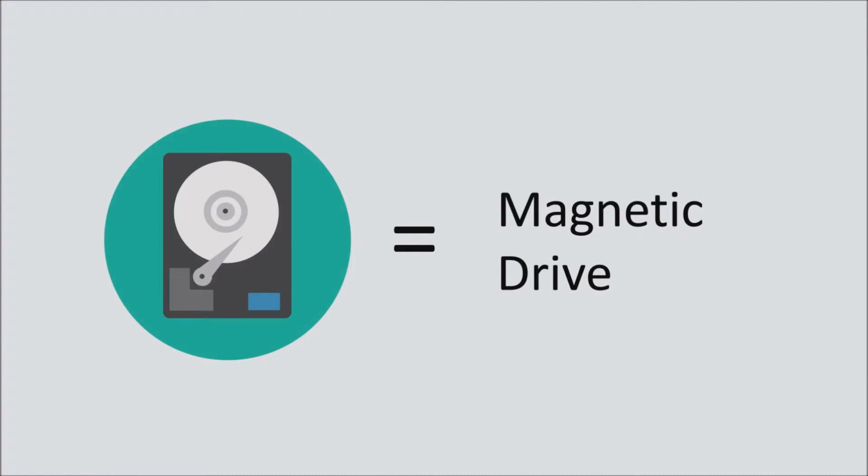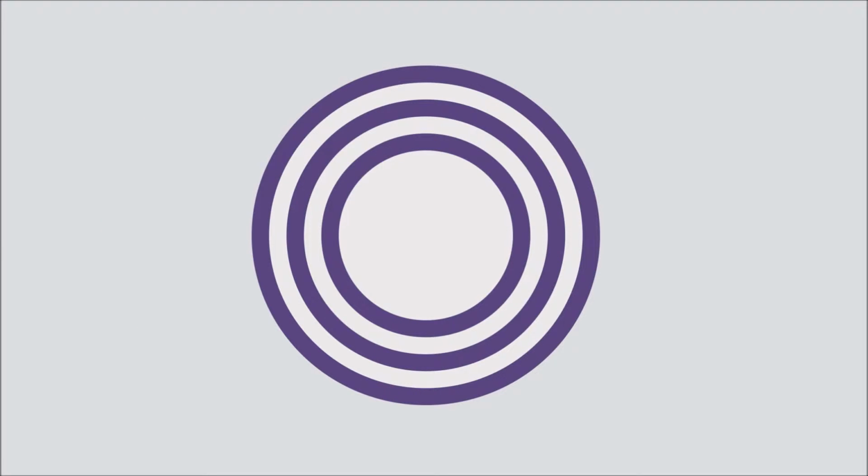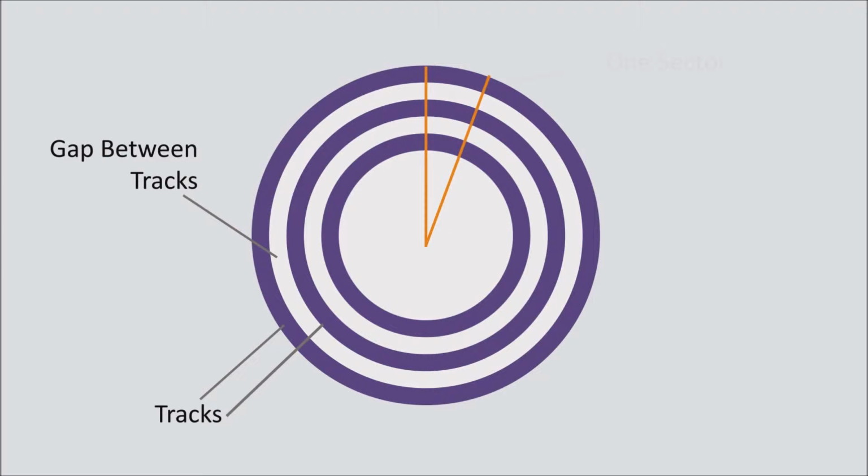Hard drives also have another category. They also fall in the category of magnetic drives. And magnetic drives have some awesome properties. Let's take a look. They store data in disks, such as this one. They have tracks and gaps in between them. They also have sectors like that one over there.